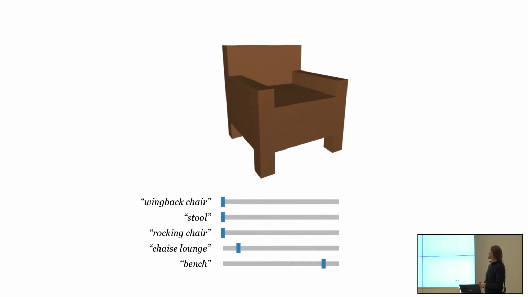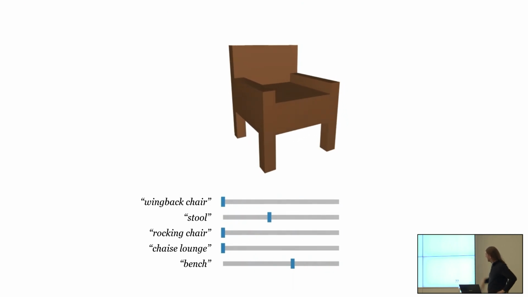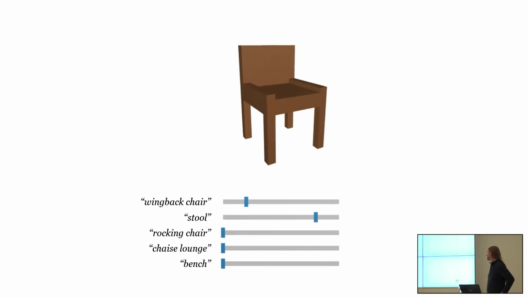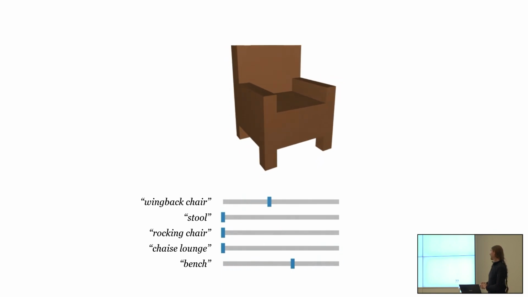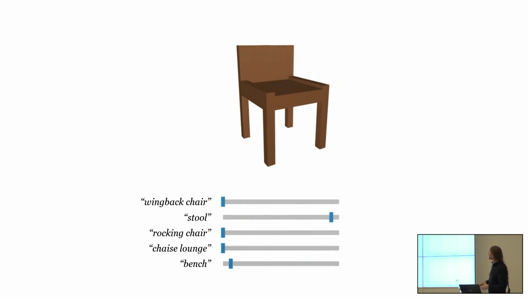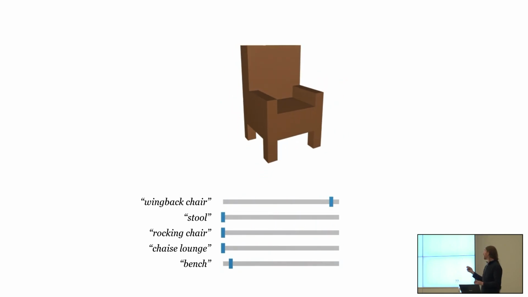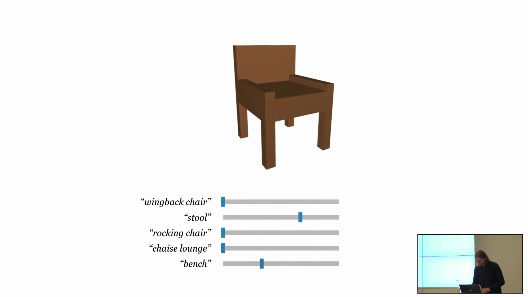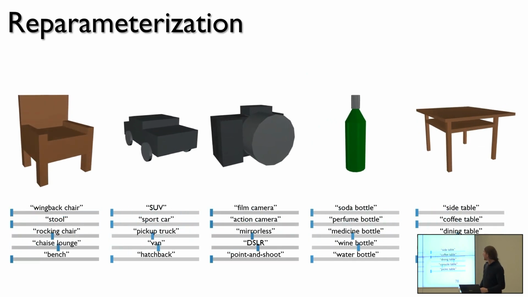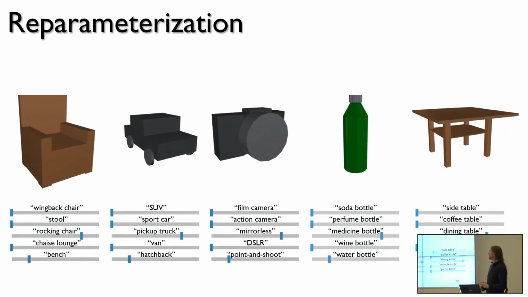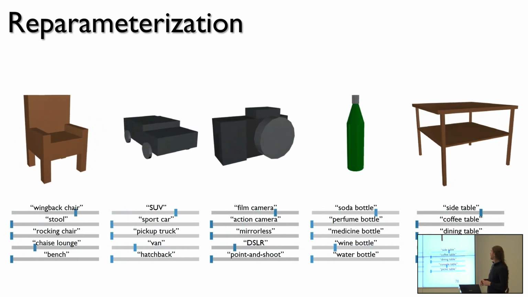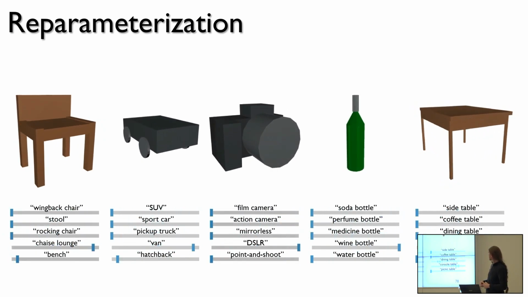And it gives you nifty little sliders that let you go between these different variations. Or if you'd like, you can have it be a reduced set of your original parameters. But it essentially gives you a reparameterized model with some semantic interpretation of what these parameters mean. So we applied this to several different models: chairs, cars, cameras, bottles, and tables. And the results all look pretty reasonable.